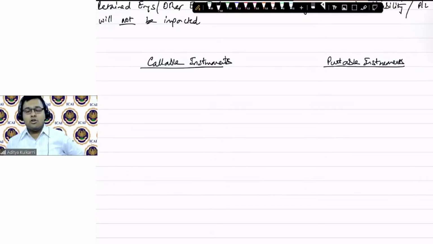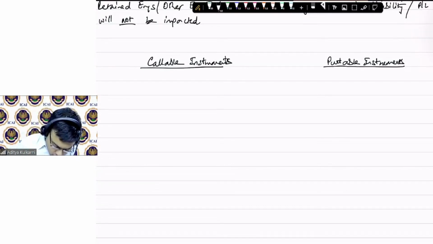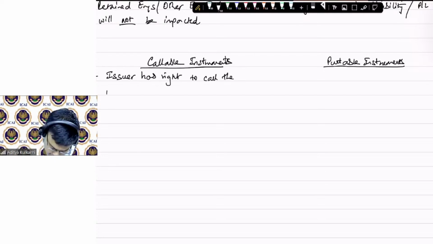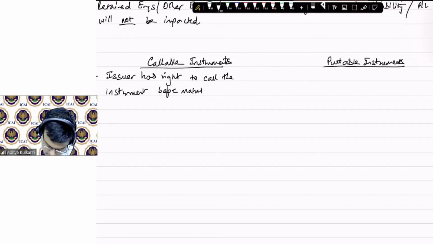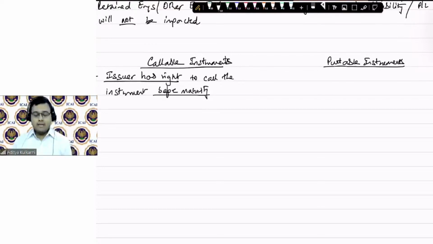So when I talk about callable, based on this reasoning, who will be having the callable instrument rights? This right is there with the issuer. Issuer has the right to call the instrument. Sir, can he do it at any time? Yes, any point of time before maturity. Issuer has the right to call the instruments before maturity.